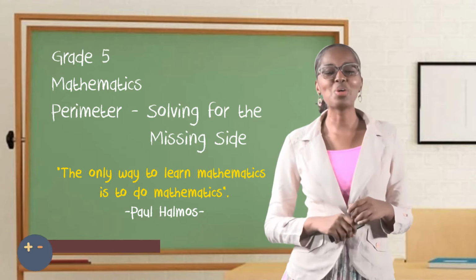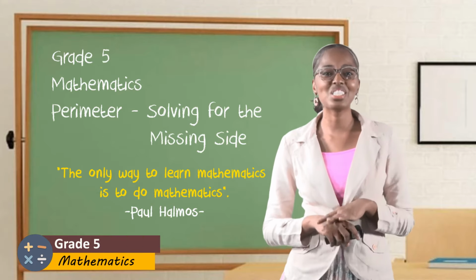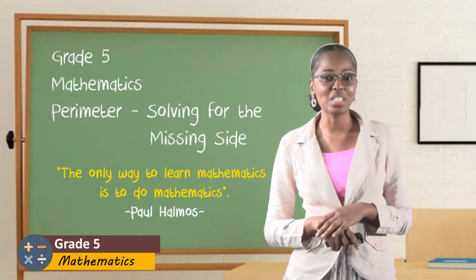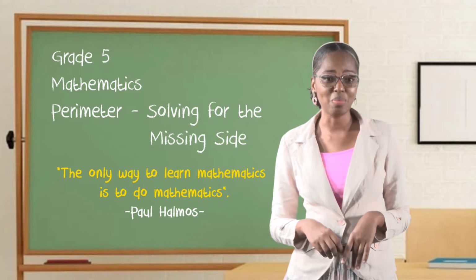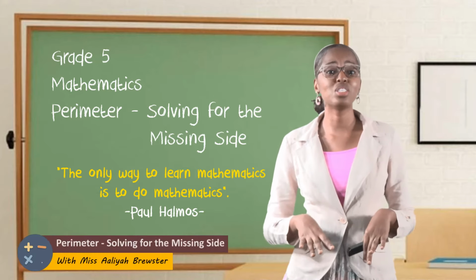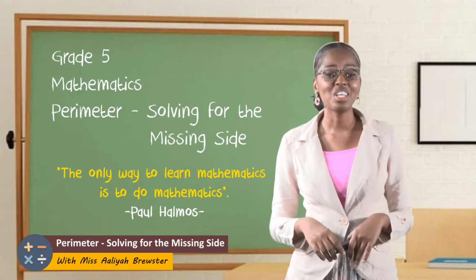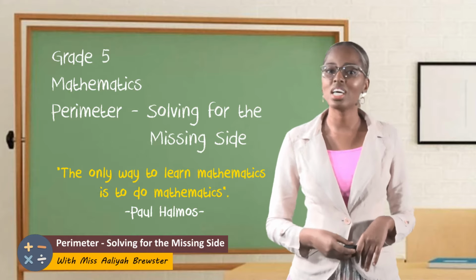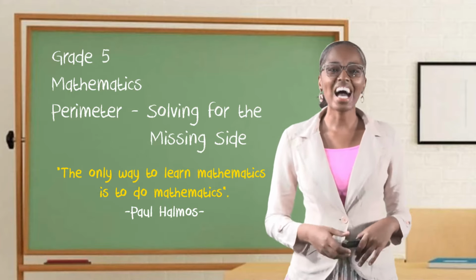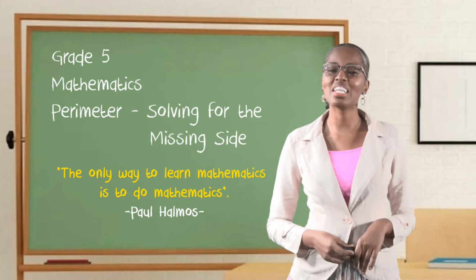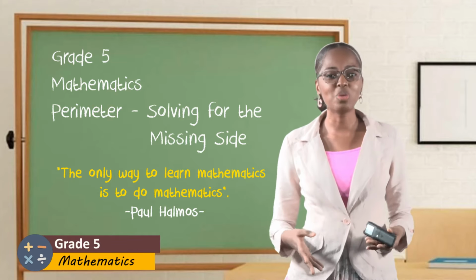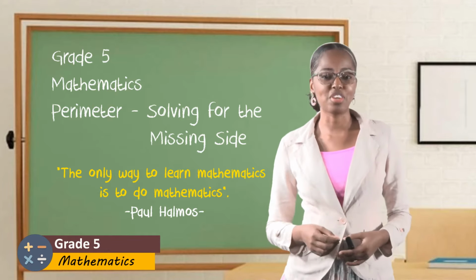To begin, we're going to recite the song that we learned in our previous lesson, which is the Perimeter song. Of course, that song is being sung to the tune of The Farmer in the Dell. You know that song. So that's the tune, but the words are a bit different.